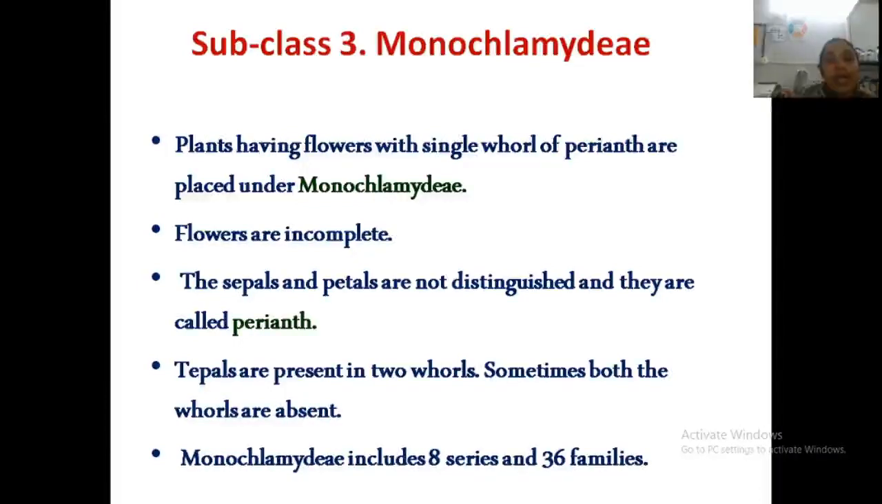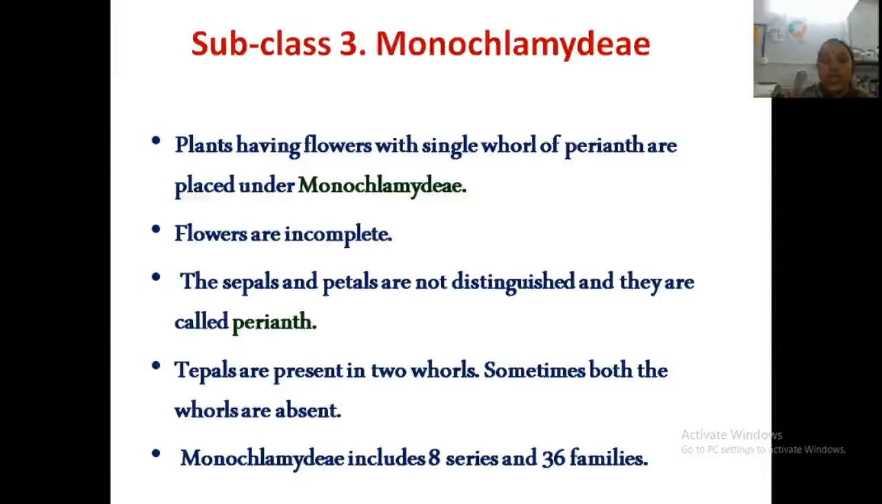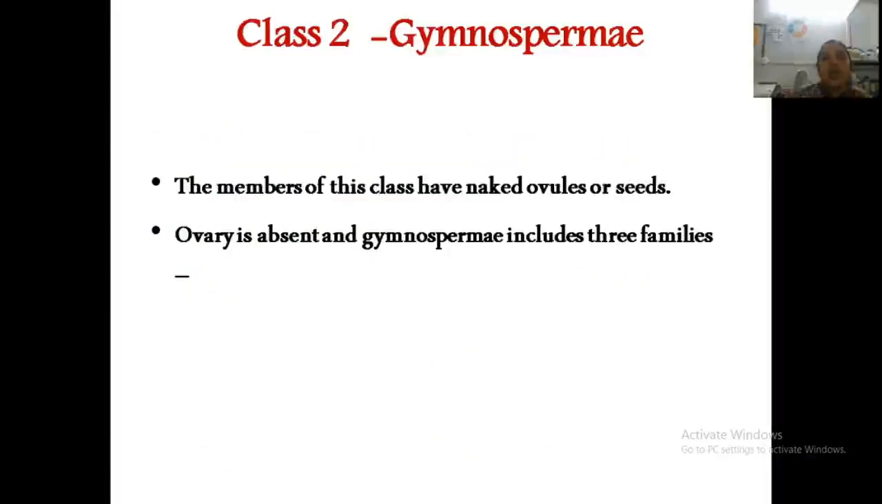So it includes 8 series and 36 families. So no need to study in full. I am giving you a chart. In the chart it is given what the series are also. Okay. Now, we finished the first class Dicotyledones. Now the second class is Gymnospermae.